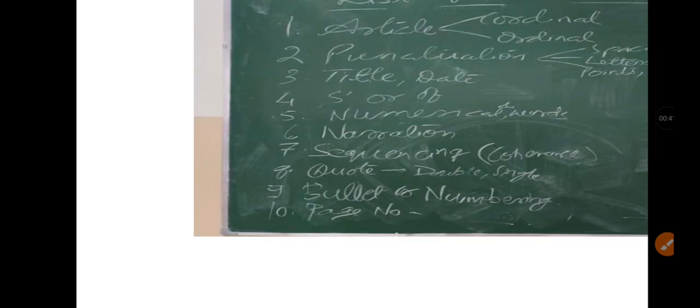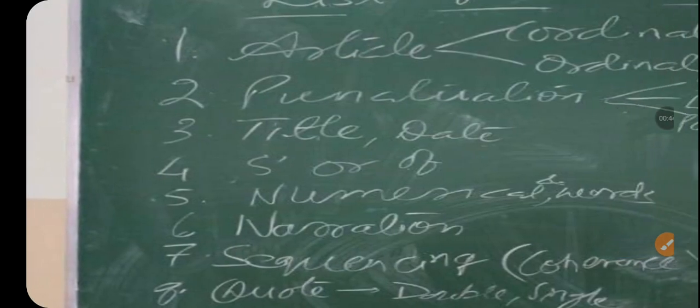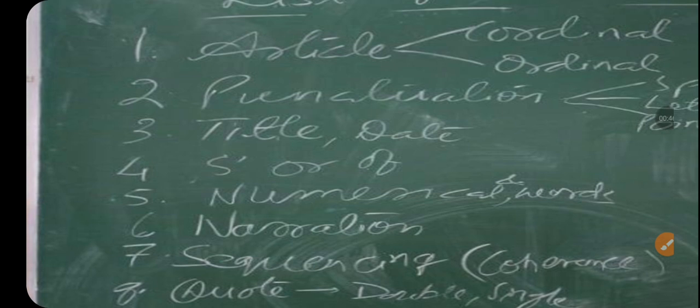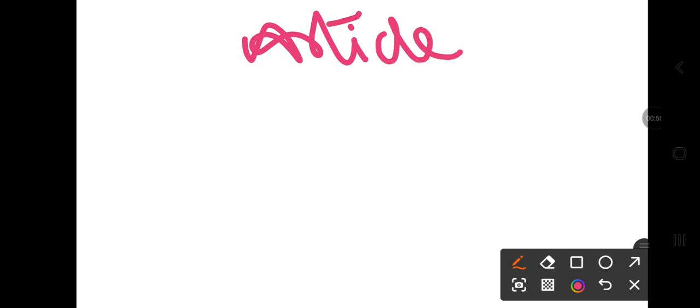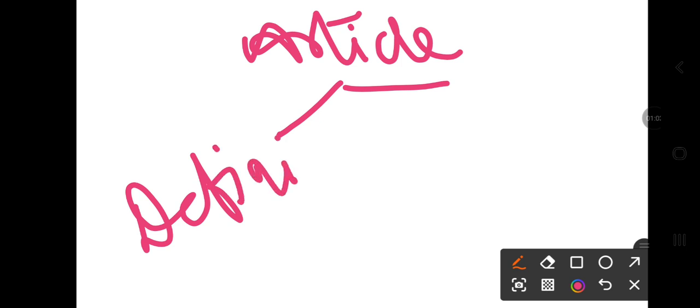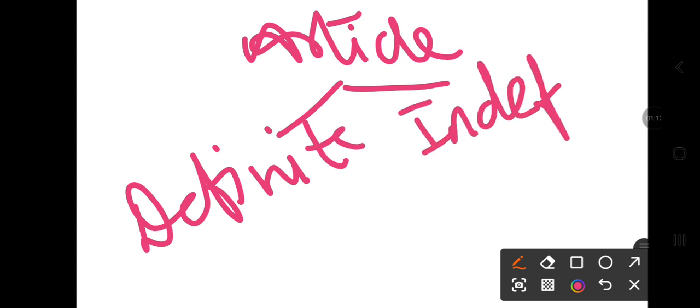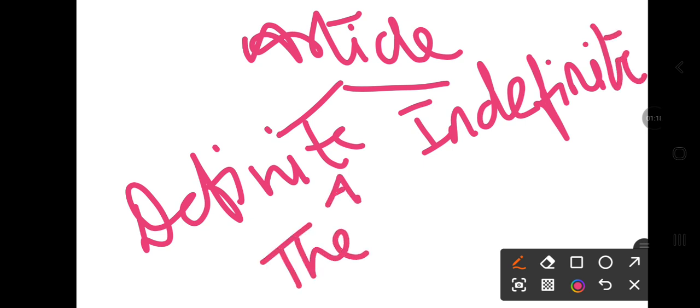So the very first is the article mistake. We make mistakes in articles. So here I am going to explain first of all what an article is. There are the definite article and the indefinite article. The definite article is the, and the indefinite article is a or an. It is equal to one.